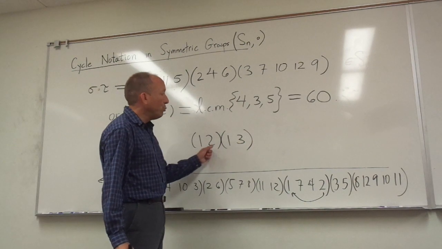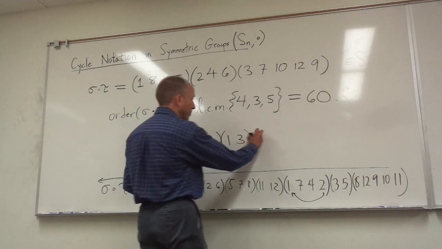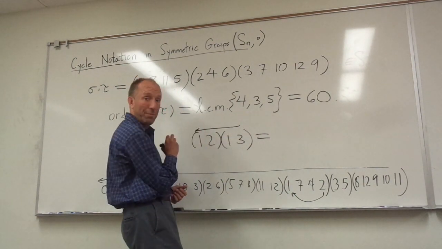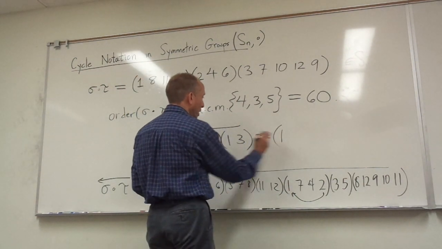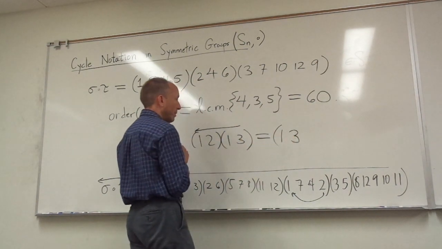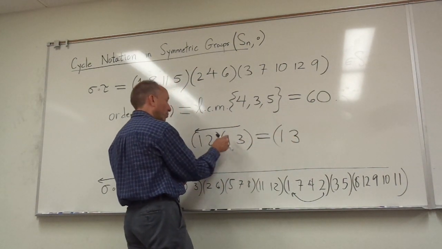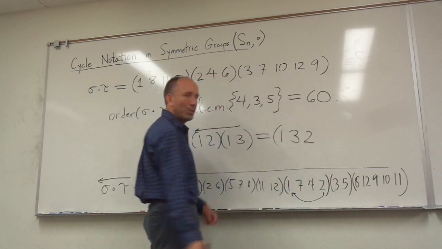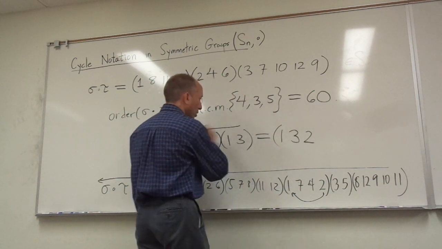these are two cycles, but it's not been simplified yet, right? I have to simplify it first by doing my right to left multiplication. Let's see, I'll start with 1. 1 goes to 3, and then there's no 3 here, so I just stop at 3. 3 goes to 1, but then 1 goes to 2, so 3 goes to 2. And then 2 goes back to 1.